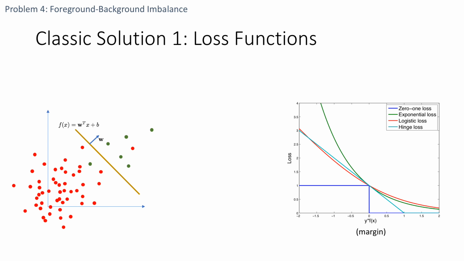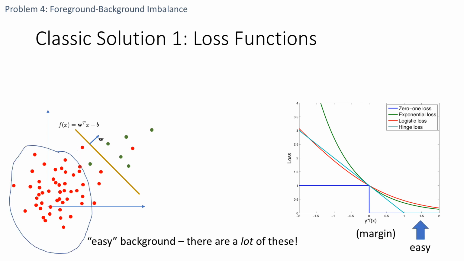Consider a linear classifier parameterized by a weight vector W and bias B, as illustrated on the left. The margin is the signed distance of a data point to the decision boundary, and we can look at various loss functions as a function of the margin on the right. Informally, we will divide the data points into 4 groups. The first are easy foreground examples. These are foreground examples that have a large margin. Next are hard foreground, which are foreground examples that are near the decision boundary or on the wrong side of it. Likewise, we'll have hard background examples and easy background examples.